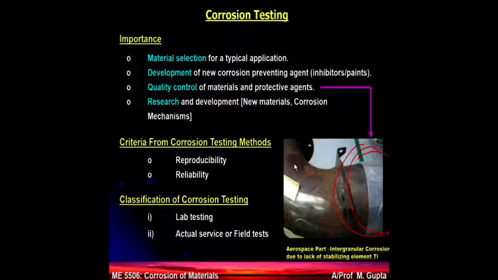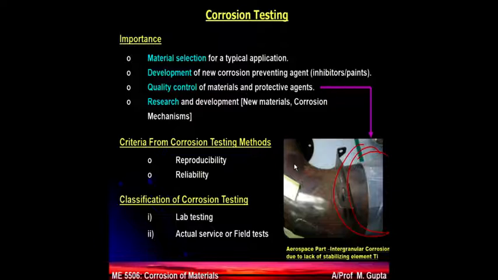And once again, for research and development, you need the corrosion testing, qualification of any new material, or if you want to understand the corrosion mechanism, then you need to do the corrosion testing to establish that. So these are the four different prime reasons why the corrosion testing is being done by the people.